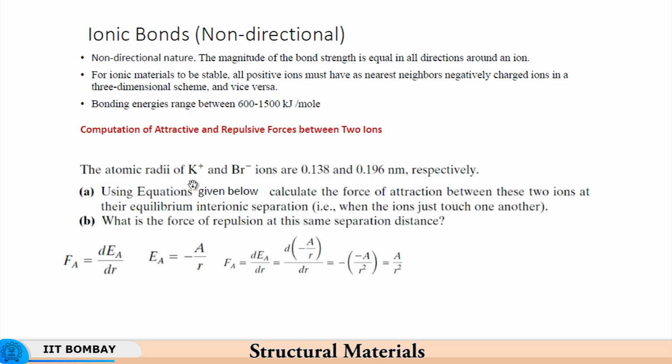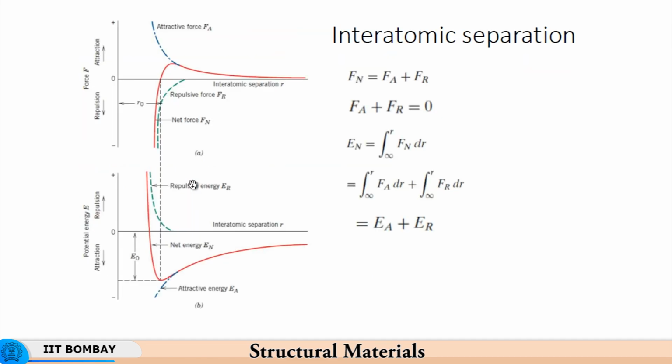So, if you take an example of this potassium bromide, K plus and Br minus, what we are supposed to do is to find out the separation distance when the ionic radii are given. So, here the force of attraction is the derivative of dEA upon dr, as we see here.